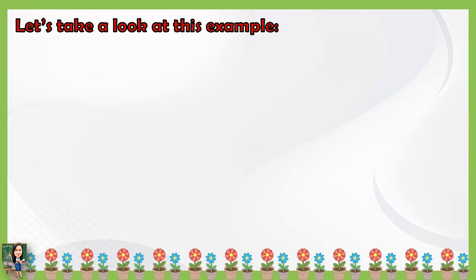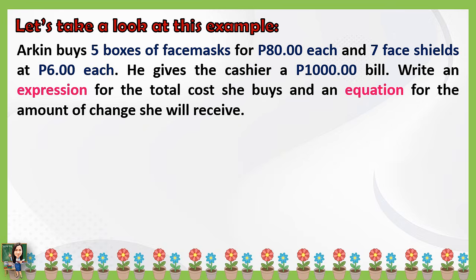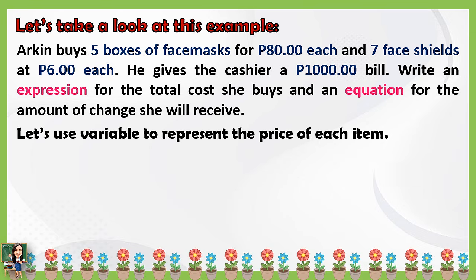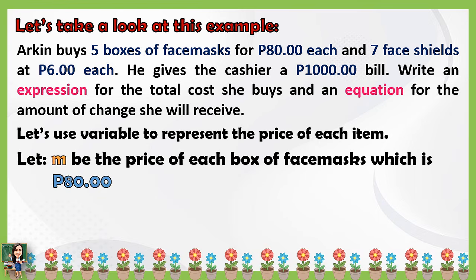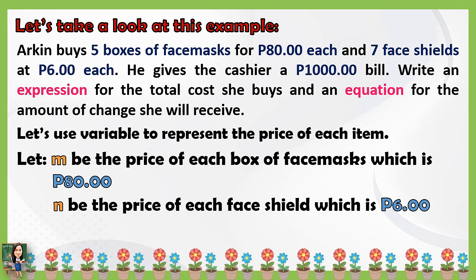Let's take a look at this example. Arkin buys 5 boxes of face masks for 80 pesos each and 7 face shields at 6 pesos each. He gives the cashier a 1,000 peso bill. Write an expression for the total cost of what he buys and an equation for the amount of change he will receive. Let's use variables to represent the price of each item. Let M be the price of each box of face masks, which is 80 pesos. N be the price of each face shield, which is 6 pesos. P be the amount of change.